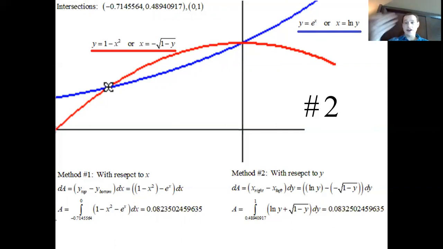Then, of course, you just integrate them all from x being whatever x is at the start to whatever x is at the end. It turns out that x starts at that weird number, negative 0.714-ish, and goes all the way over to 0. So you put that in the integral, and you get out about 0.08, something like that.